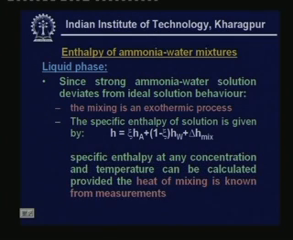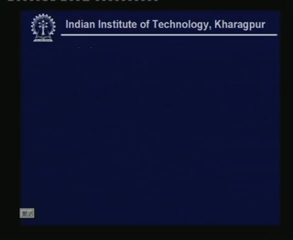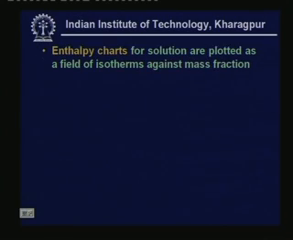And the specific enthalpy at any concentration and temperature can be calculated from the above expression, provided we know the heat of mixing. Heat of mixing is normally obtained from measurements. Now, enthalpy charts for solution are plotted as a field of isotherms against mass fraction. In fact, I will show you the typical enthalpy chart for ammonia water mixture in the next class. So, normally they are plotted against mass fraction for different isotherms.